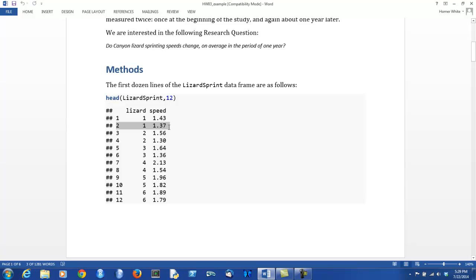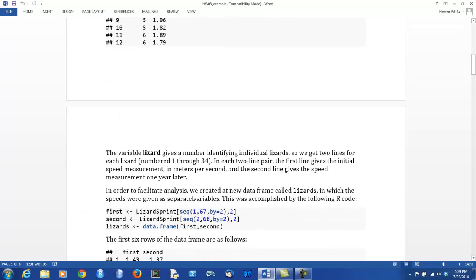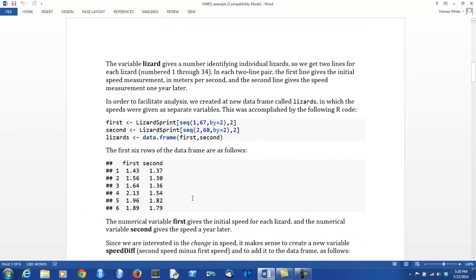If we're interested in the difference of the speeds, this is going to be a fairly difficult data frame to work with. It would be nice to have the speeds lined up next to each other in separate columns so that we can subtract them easily to look at differences, rather than have the speeds recorded in this particular way. So in our methods section, we're going to actually talk to the reader about how we manipulate the data frame to create a new one that is in a format more suitable for the kind of analysis we're prepared to do at this point in our statistical careers.